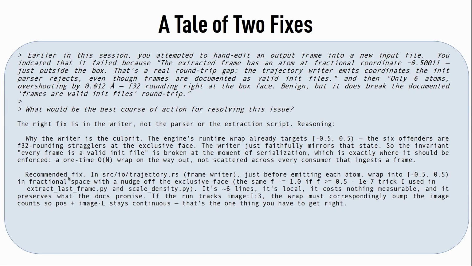Recommended fix in the trajectory writer before emitting each atom, before writing it into its trajectory file: wrap it into that range. It's 6 lines. It's local, costs nothing, measurable, preserves what the docs promise. Okay, so that's what Claude suggested there. That's not what I did, though. Does anyone see a giant red flag here?